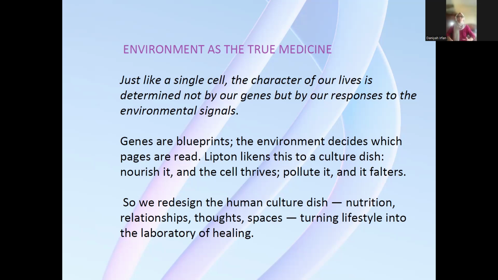Just like a single cell, the character of our lives is determined not just by our genes, but by our responses to environmental signals. I'm sure all of you will agree, as many of us have been practicing certain things, the basis of which is this. We've put our practice basis on this only: not just the genes, but our responses to the environmental signals.